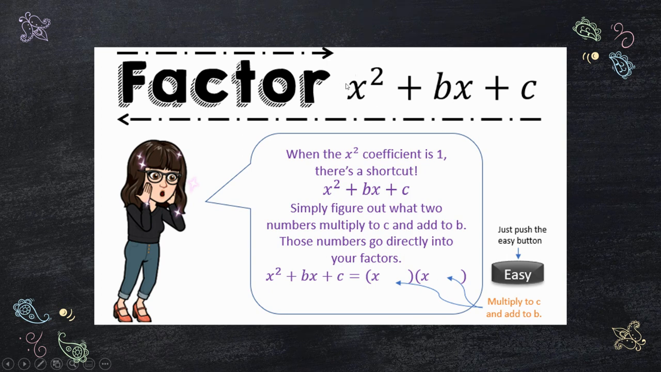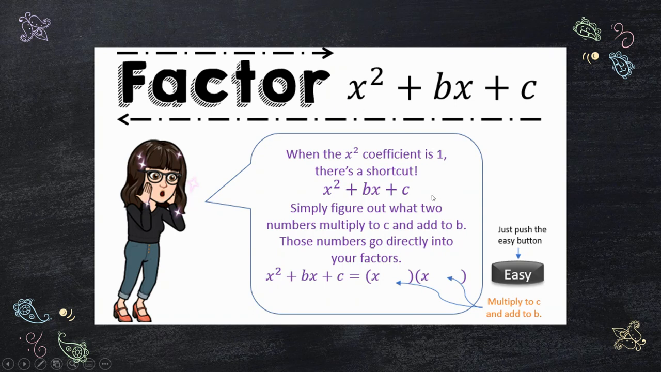Now, the reason we do the harder ones first is because I don't want to teach you a shortcut that you then apply to things you cannot apply it to. So I really want to emphasize that this is a method for only when that leading coefficient is 1. So when our x squared coefficient is 1, that is the only time we can use this shortcut.